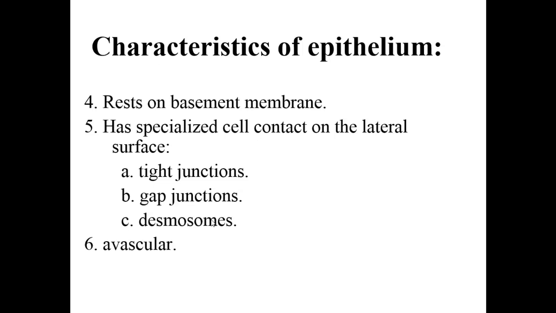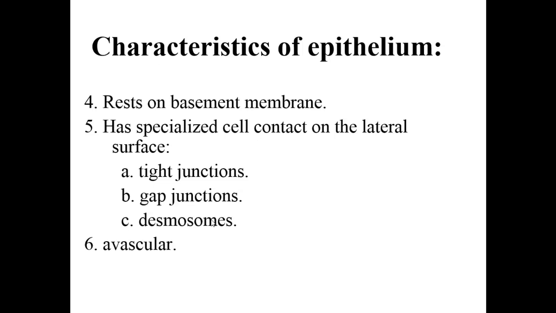Number six, epithelial tissue is avascular. What does it mean, avascular? Avascular means that this tissue has no blood vessels in it. Does this mean that this tissue is dead? Because usually if we have the blood cut from one tissue, the tissue will die. Is the epithelial tissue a dead tissue? The answer is no. It is a living tissue.